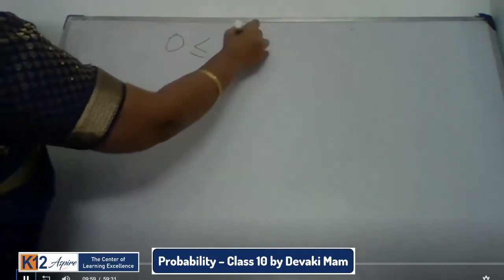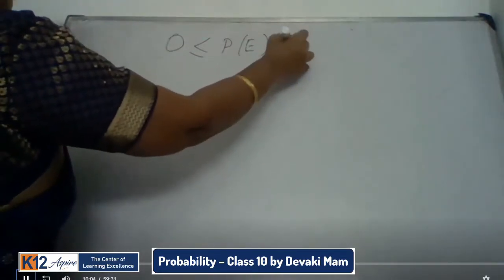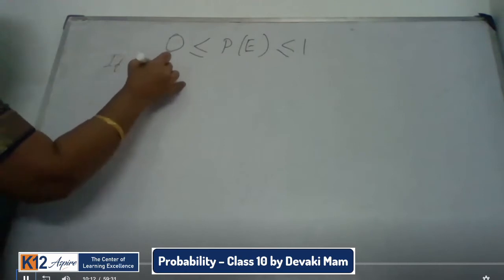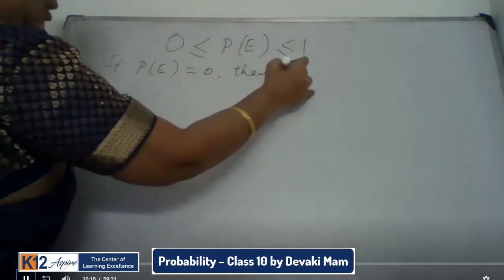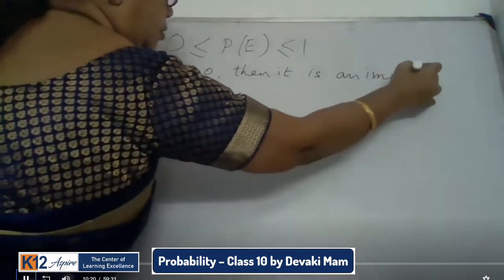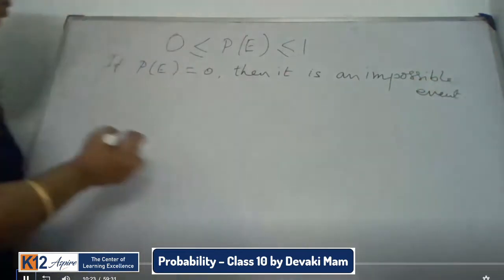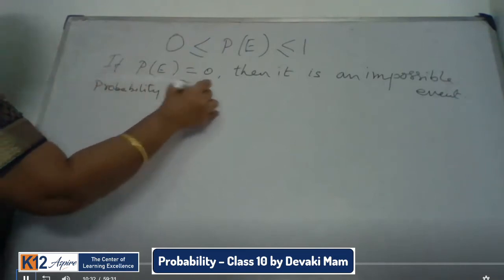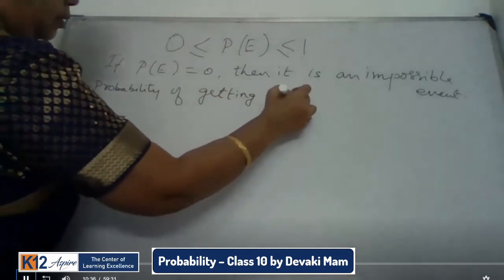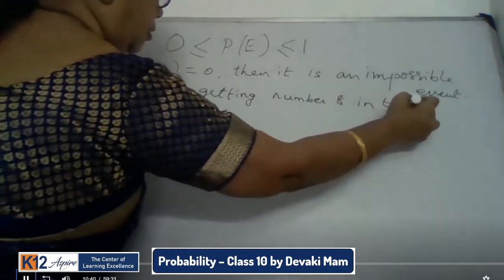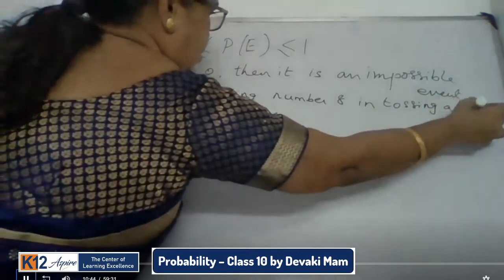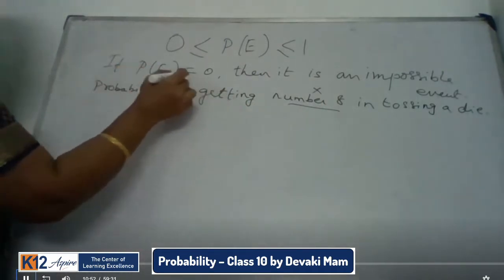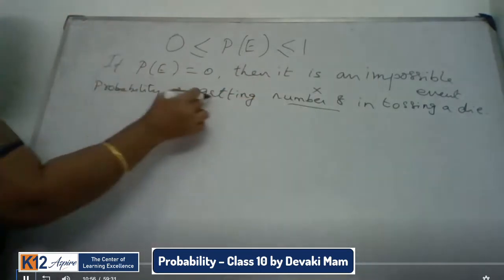So this probability always lies between 0 and 1, and sometimes it is equal to 0 and equal to 1 also. So if probability of E is equal to 0, then it is an impossible event. Let us explain with an example. The probability of getting the number 8 in tossing a die. Is there any possibility to get the number 8? No, isn't it? So this particular event is impossible. That's why this is called an impossible event.